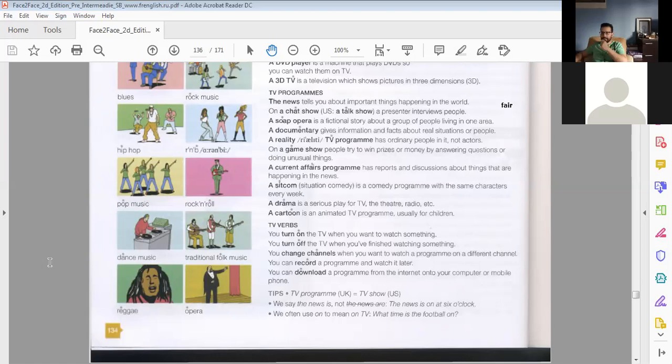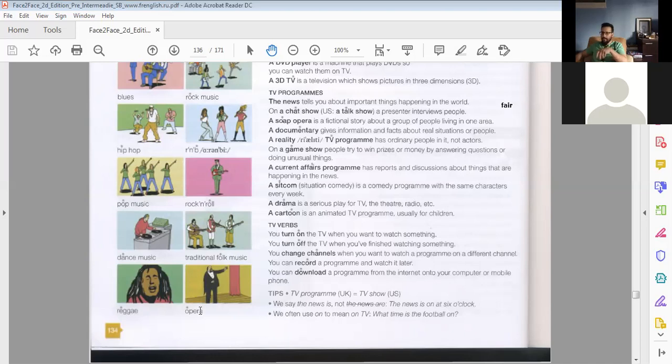We say the news is, not the news are. The news is on at 6 o'clock. We often use on to mean on TV. What time is the football on?